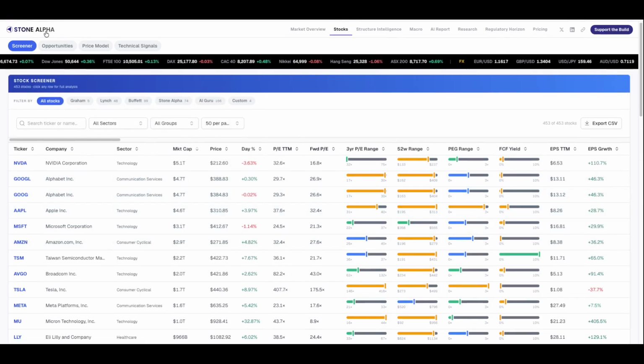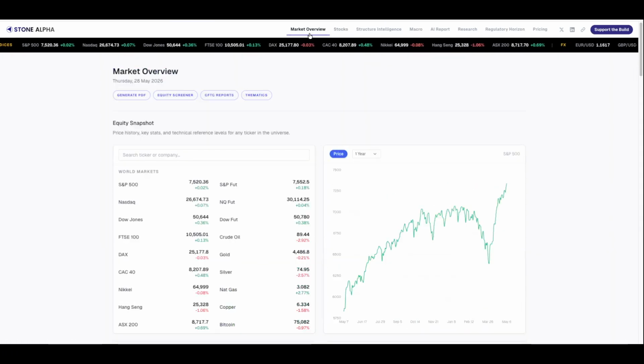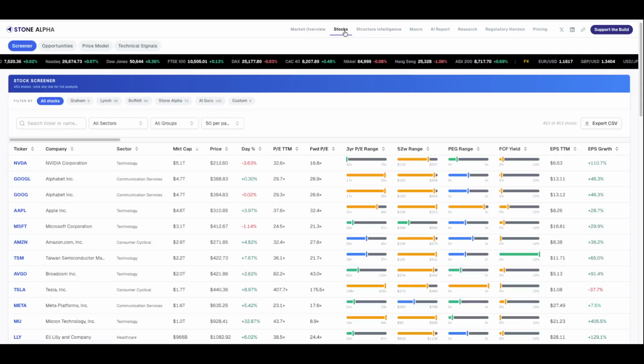So when you come into the Stone Alpha dashboard, you're going to click on here. You may come to the market overview page, but click onto stocks. You'll come across something like this. If you don't, then click on the screener over here, and then eventually you'll come across this table. Now, this table is a universe of about 400, maybe 450 stocks, 453 stocks from the US markets.